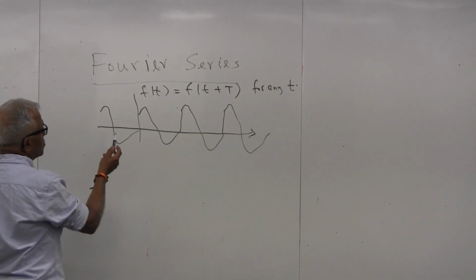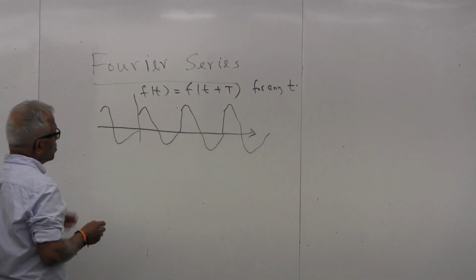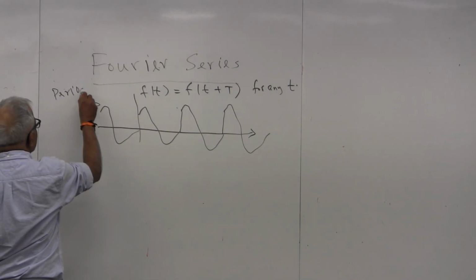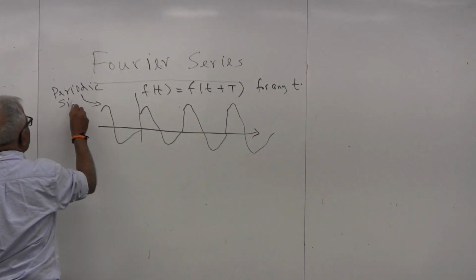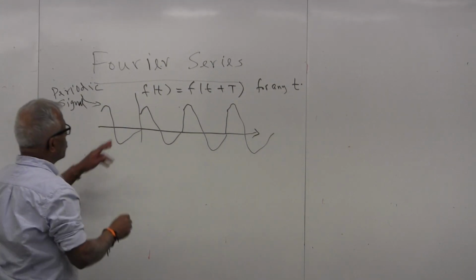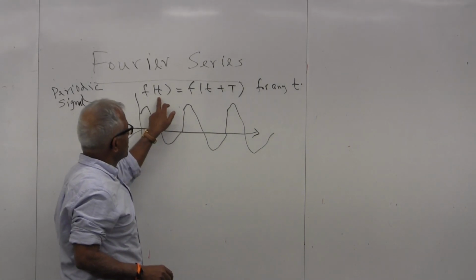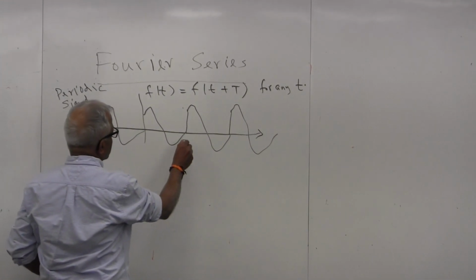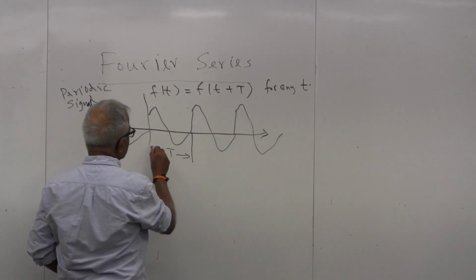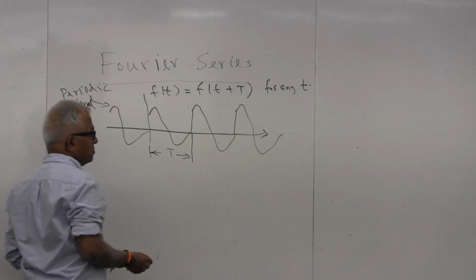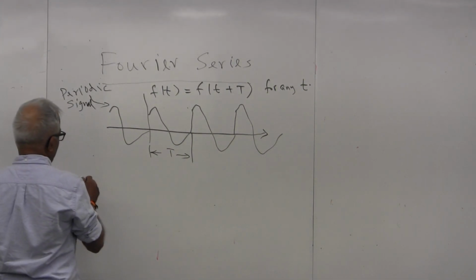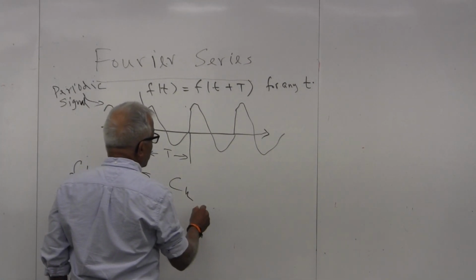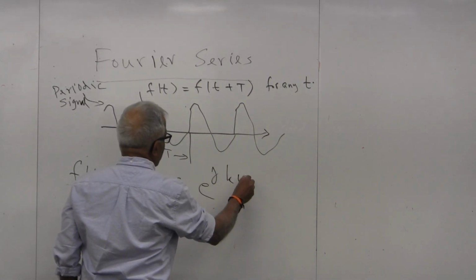So the Fourier series result is that for periodic signals, this is a periodic signal. The definition of a periodic signal is that for any t, if you shift it by some amount, capital T, the signal is the same. So that capital T is the period in this picture. So this is the period of the signal. So Fourier's theorem is that it has a periodic power series representation like this.